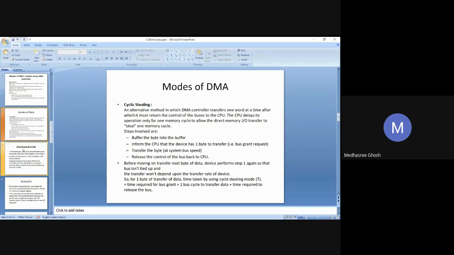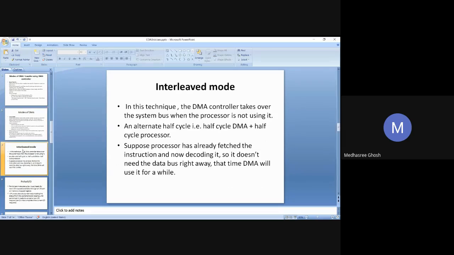Okay. Now another mode comes into the picture, that is interleaved mode. What interleaved mode does is, I am just giving you an example so that you can understand. Suppose we are adding. We have fetched the instruction and we are not using the CPU buses anymore. Then what does the DMA do?